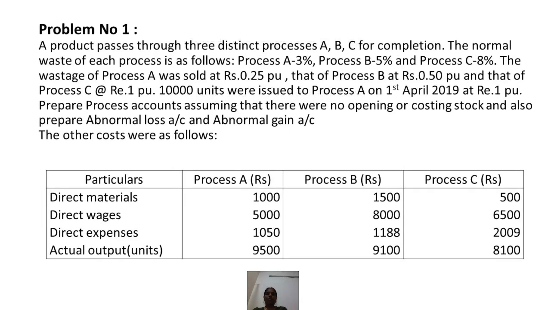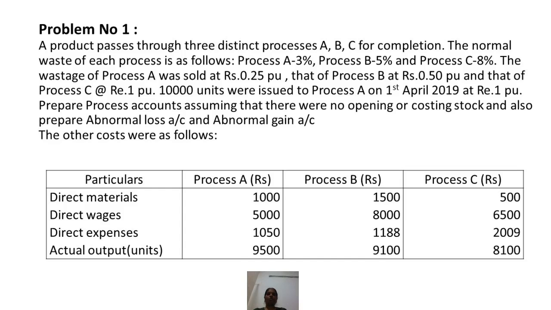In the given problem, a product passes through three distinct processes A, B and C for completion. The normal waste of each process is as follows: process A 3%, process B 5% and process C 8%. The wastage of process A was sold at rupees 0.25 per unit, that of process B at rupees 0.50 per unit, and that of process C at rupee 1 per unit. 10,000 units were issued to process A on 1st April 2019 at rupee 1 per unit.